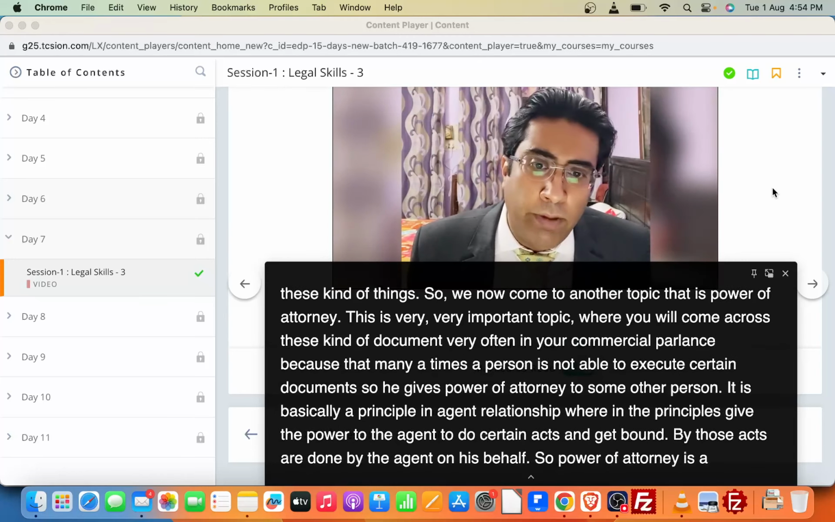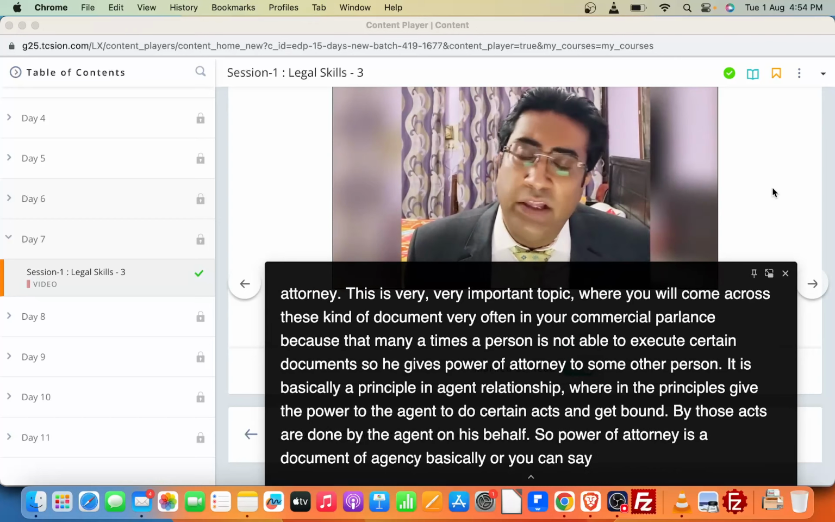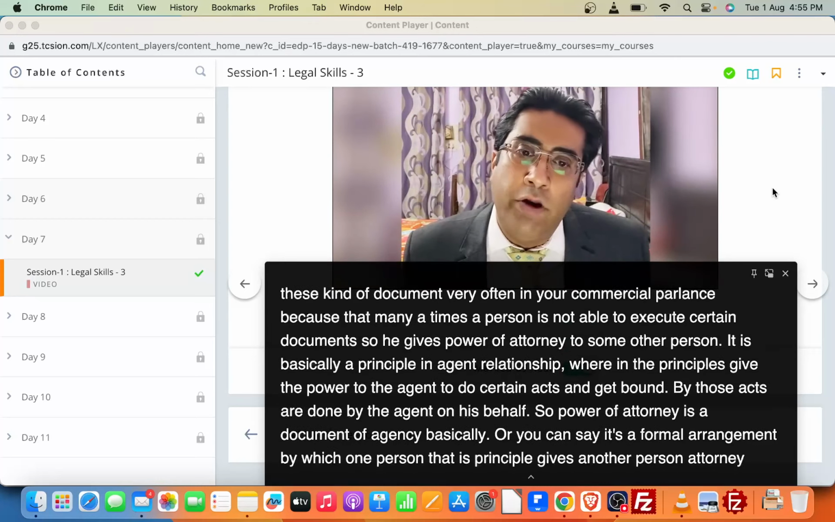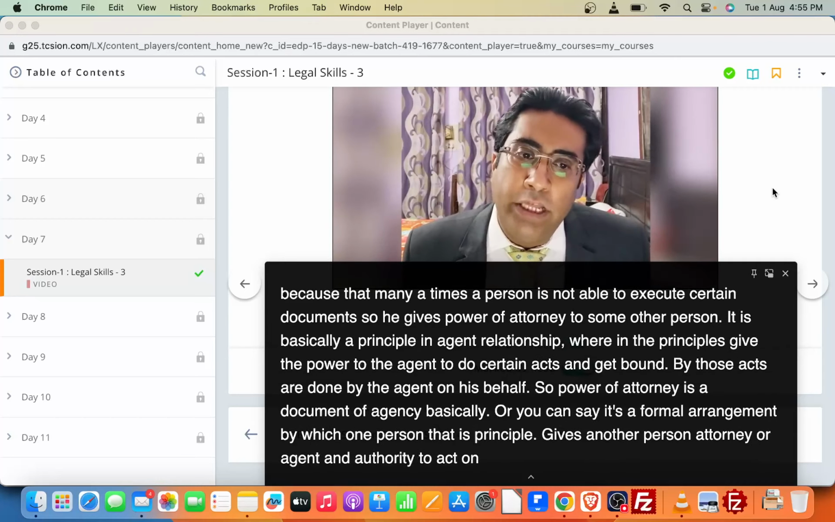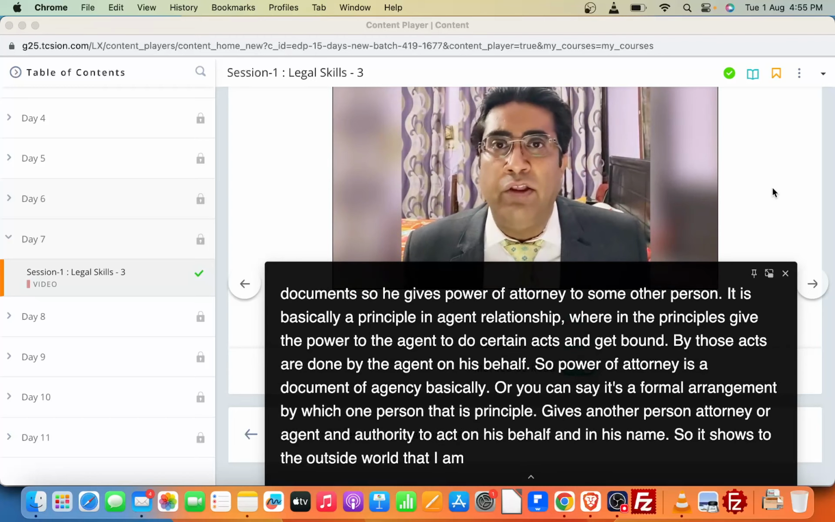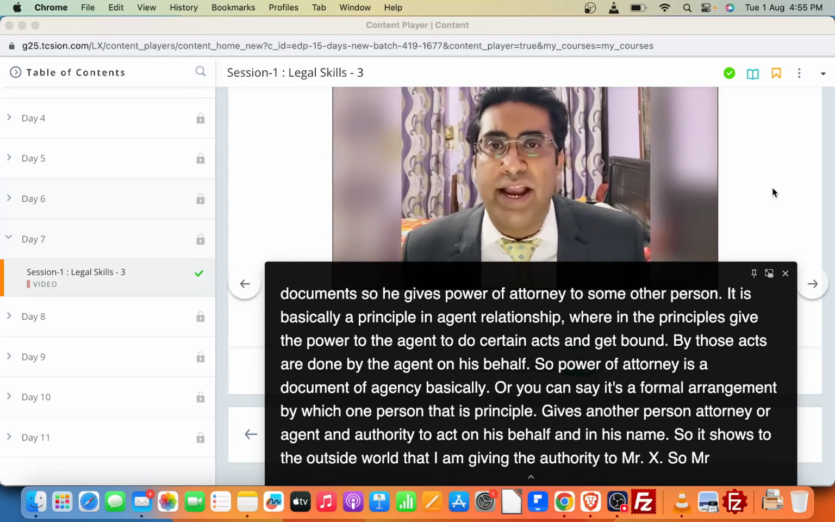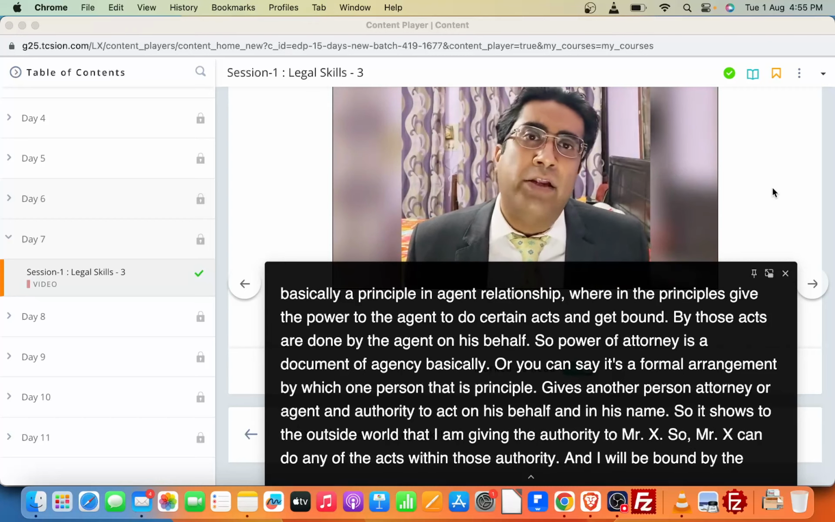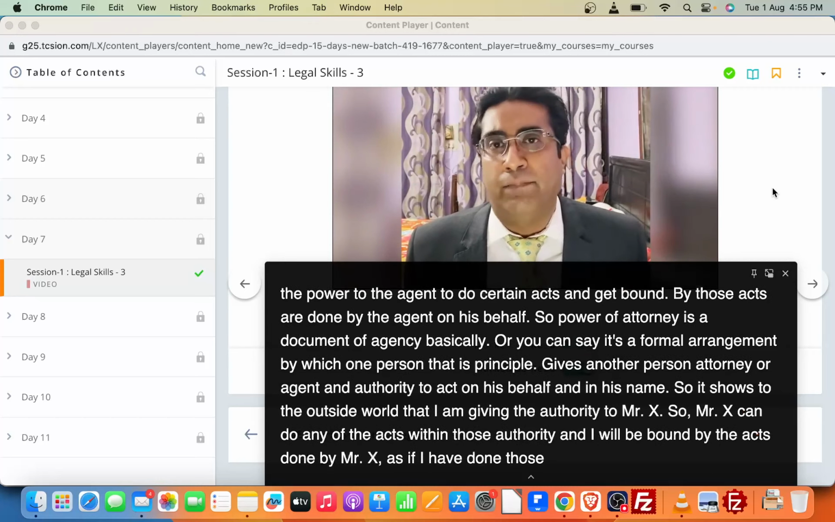So power of attorney is basically a document of agency, or you can say it's a formal arrangement by which one person, that is the principal, gives another person, the attorney or agent, an authority to act on his behalf and in his name. So it shows to the outside world that I am giving the authority to Mr. X, so Mr. X can do any of the acts within that authority, and I will be bound by the acts done by Mr. X as if I have done those acts personally.